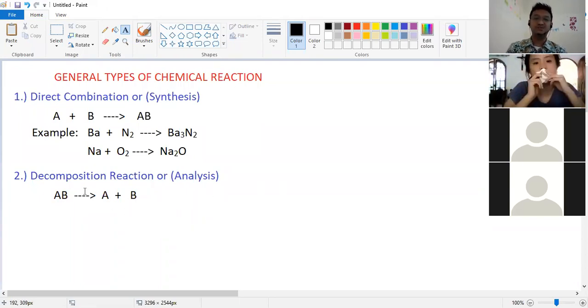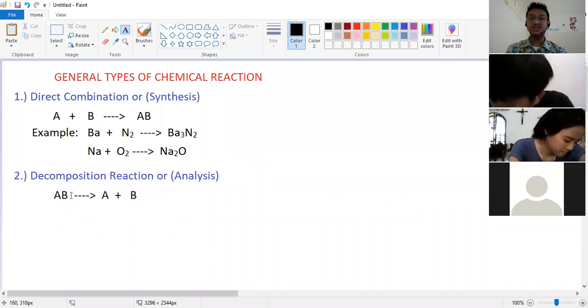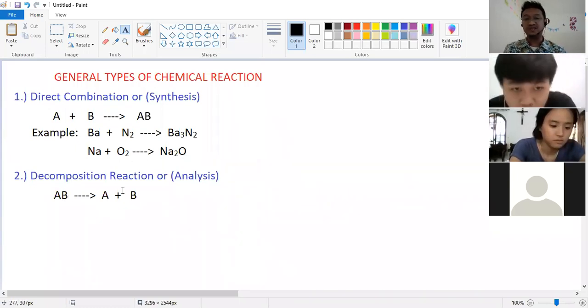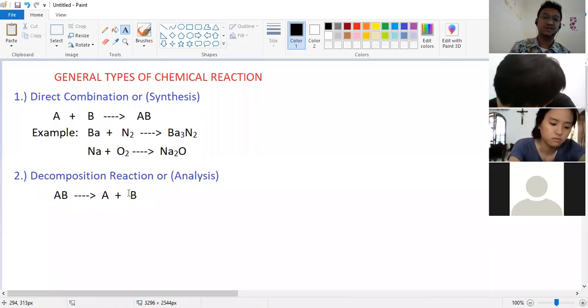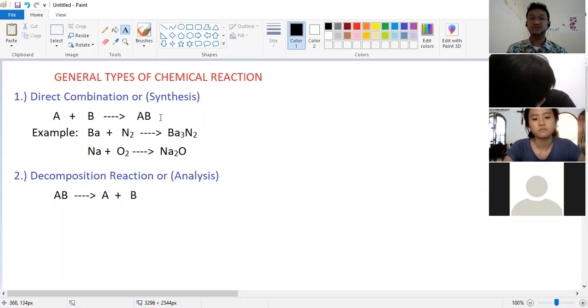Or is there anything that you've noticed compared to the first one? They separate. They break up, the opposite of synthesis. All right, exactly. Chemically, a decomposition reaction is the reverse process of a direct combination. In here, you have the complex compound or substance, and you will break it into simpler substances. Unlike in direct combination, you have the simple substances which you combine to form a much more complex substance.